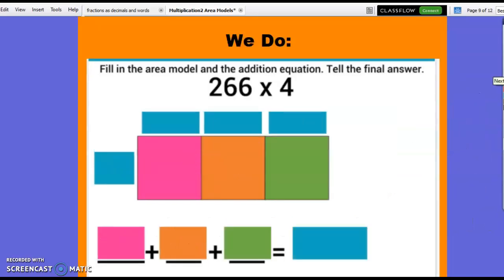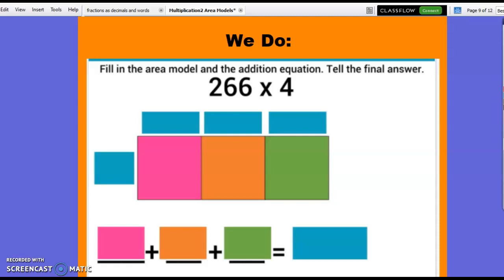All right, here's another one. I want you to pause the video here and see if you can do this one. So copy down your area model and copy down 266 times 4. So pause the video here and see if you can do your area model and separate out the values and check and make sure that your work is correct.